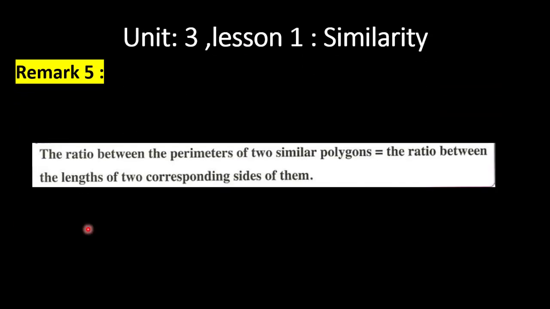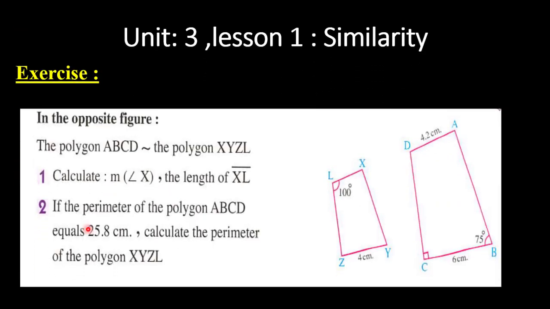Okay. The ratio between the perimeters of similar polygons is the same as the ratio between the lengths of two corresponding sides. Let's see this exercise. In the opposite figure, the polygon ABCD is similar to the polygon XYZL. This is given. Number 1, I want to calculate the measure of angle X and the length of XL.